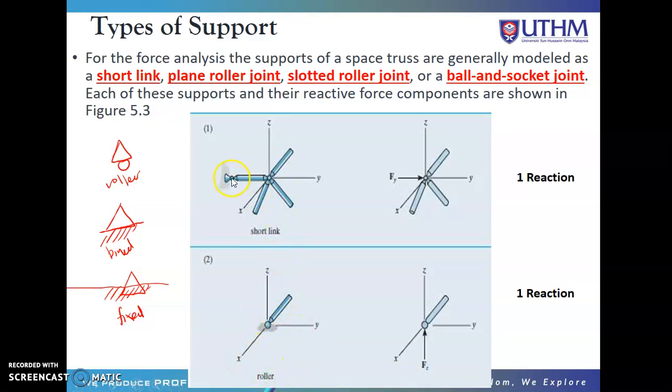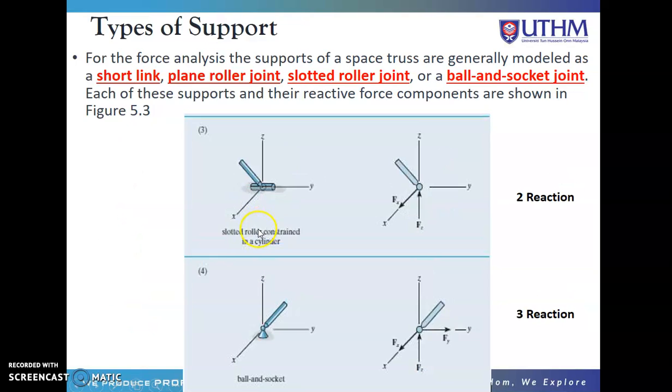You can see here, this is a short link, this is a roller, so it will give us one reaction. Okay, so one reaction for the roller and one reaction if the support is the short link. So you need to recognize what kind of support in this chapter. The third one is called a slotted roller constrained in a cylinder, which will give us two reactions.